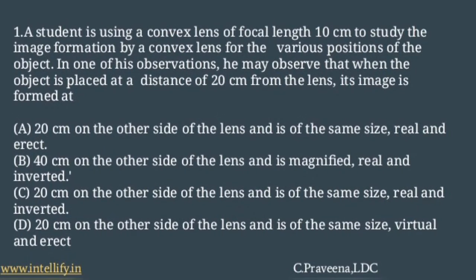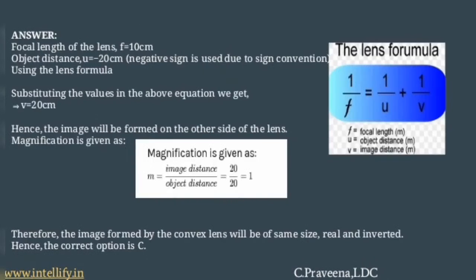First question: a student is using a convex lens of focal length 10 centimeter to study the image formation by a convex lens for the various positions of the object. In one of his observations, he may observe that when the object is placed at a distance of 20 centimeter from the lens, the image is formed at. There are four options. First, they have given focal length, that is f is equal to 10 centimeter. Then the given object distance is 20 centimeter, here it is represented as u. Here the minus sign indicates it's used for sign convention.